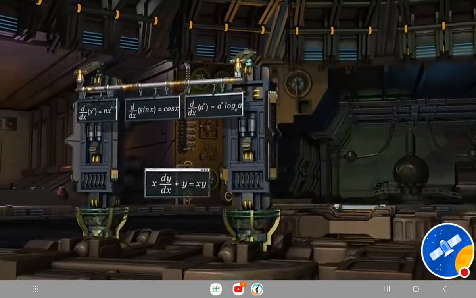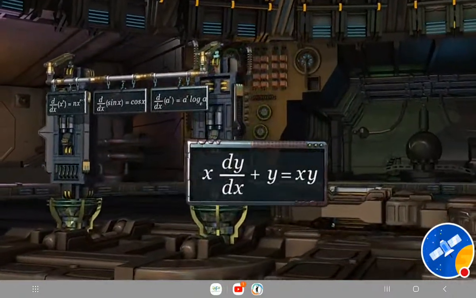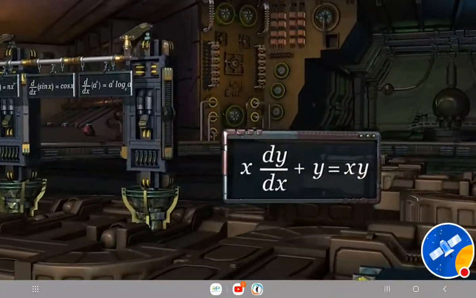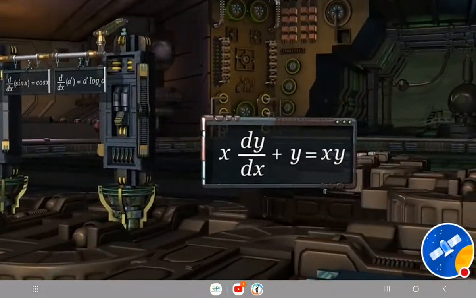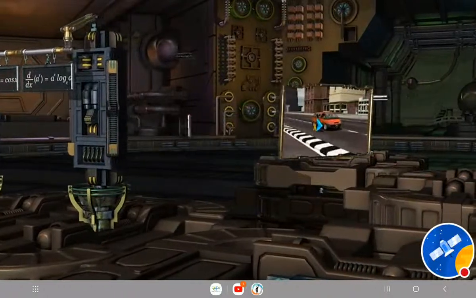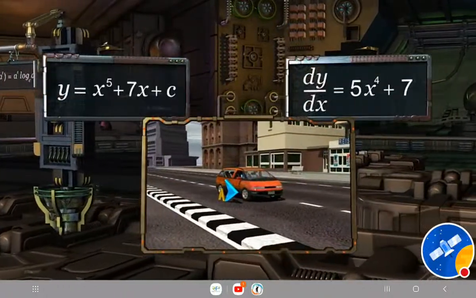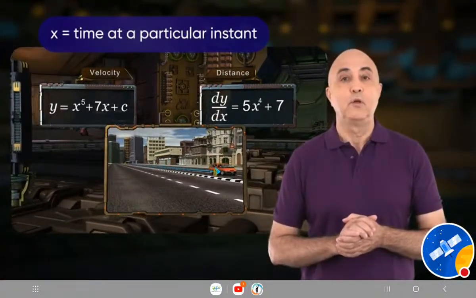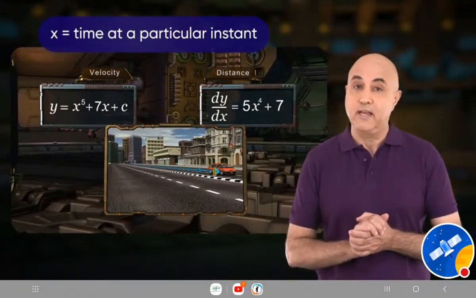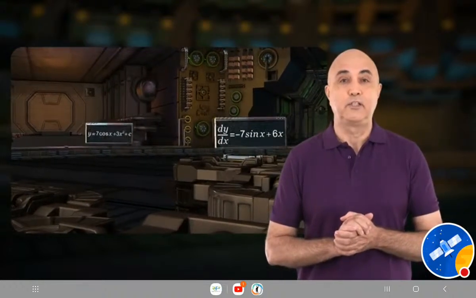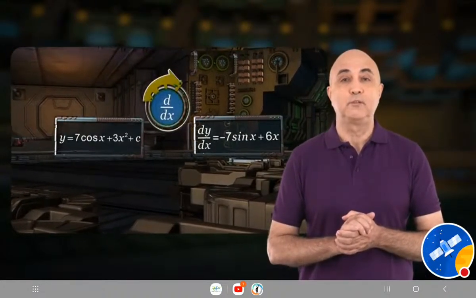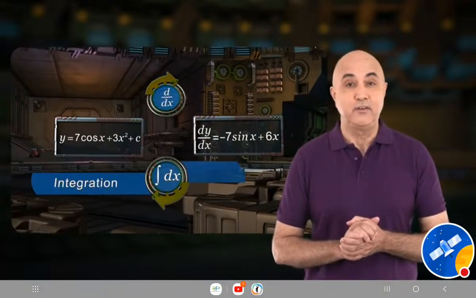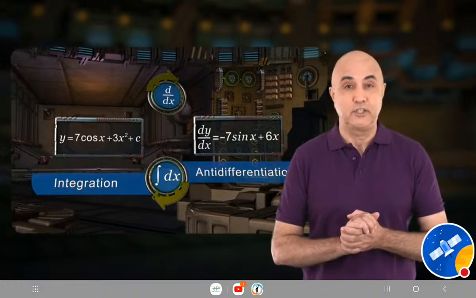We usually know the relationship involving the rate of change of a dependent variable with respect to an independent variable, but we may need to know the direct relationship between the two variables. For example, we may know the velocity of an object at a particular time. We may want to know the position of the object at that time. To find this direct relationship, we need to use the process which is opposite to differentiation. That is called integration or anti-differentiation.